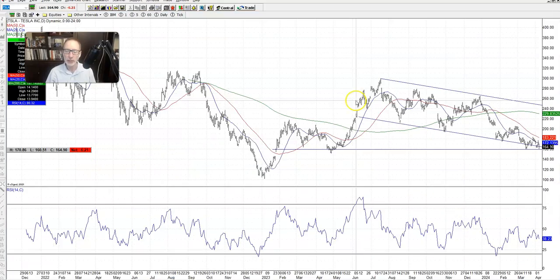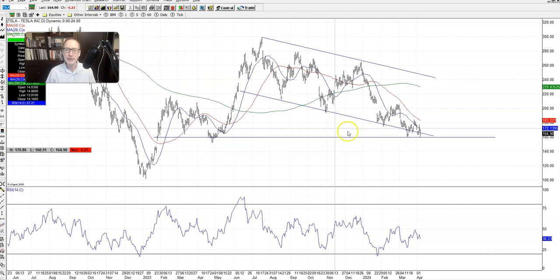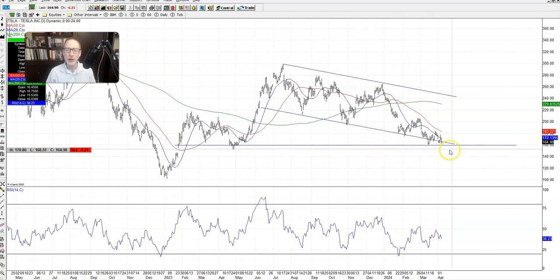Tesla. Okay, let's talk about Tesla. Here's the channel that we've drawn. It's sitting right at the bottom of the channel, sitting on support, short-term double bottom here. If Tesla's going to make a move higher, it has to make it now. This is a make or break spot right here, a long-term support right around 160.